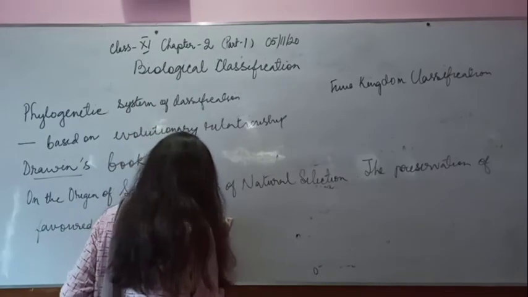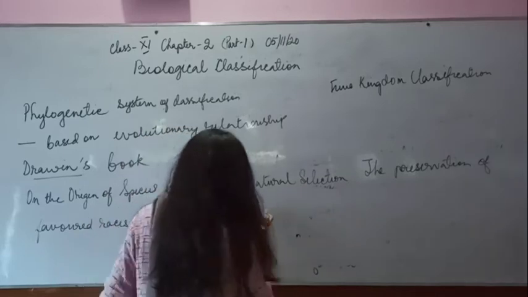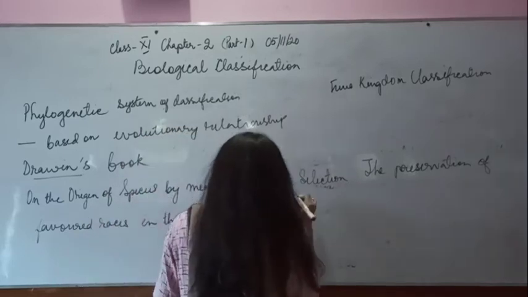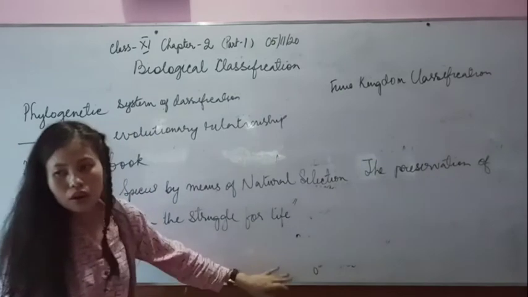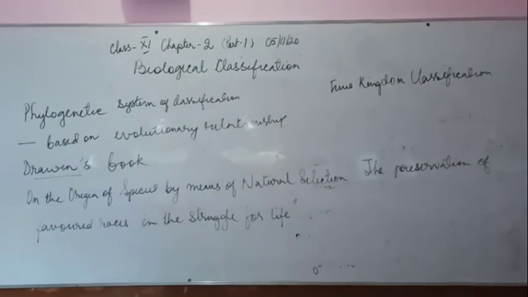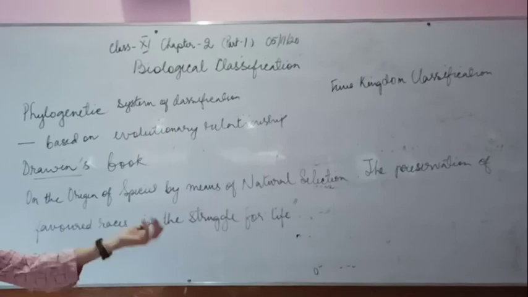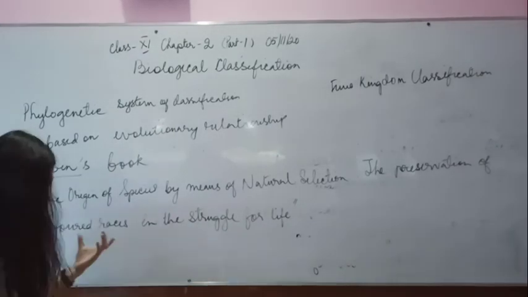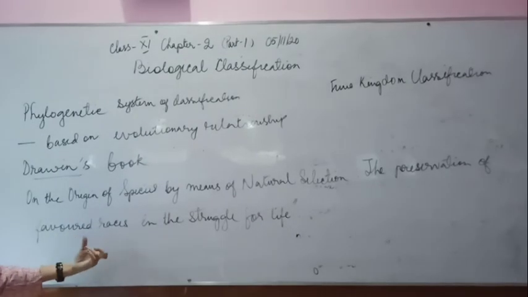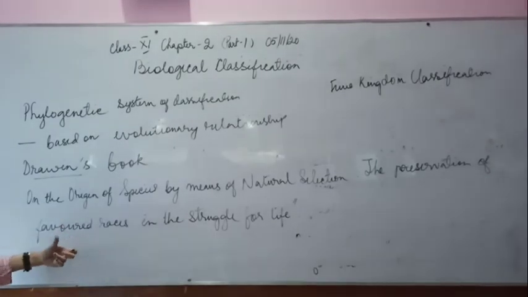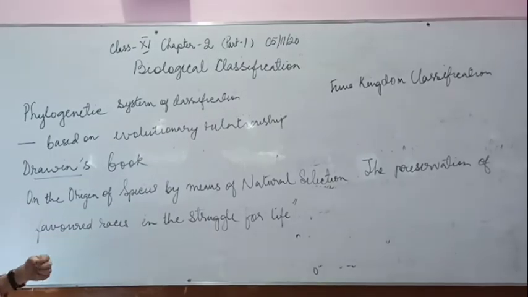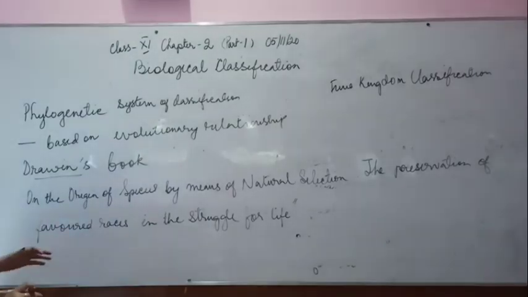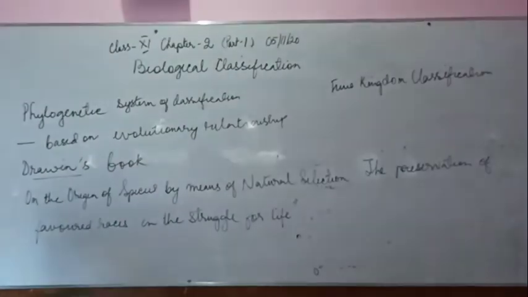So this phylogenetic system of classification is based on the book of Darwin, and the name of Darwin's book is On the Origin of Species by Means of Natural Selection, the Preservation of Favoured Races in the Struggle for Life. Favoured races means those races which are able to survive in the environment, which are being supported by the natural habitat or the surroundings in which they are present. Right? So this is the basis on which the phylogenetic system is built.